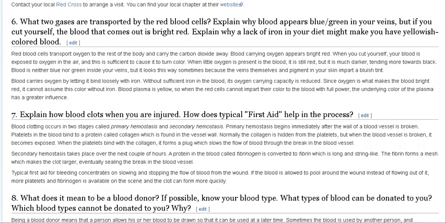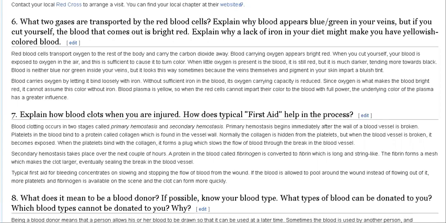What two gases are transported by the red blood cells? Explain why blood appears blue/green in your veins, but if you cut yourself, the blood that comes out is bright red. Explain why a lack of iron in your diet might make you have yellowish colored blood. Okay, let's find out. So RBCs transport oxygen to the rest of the body and carry the carbon dioxide away.